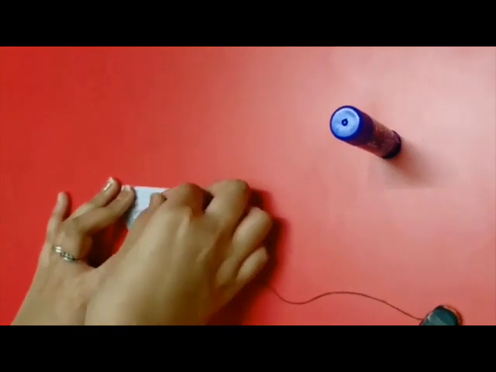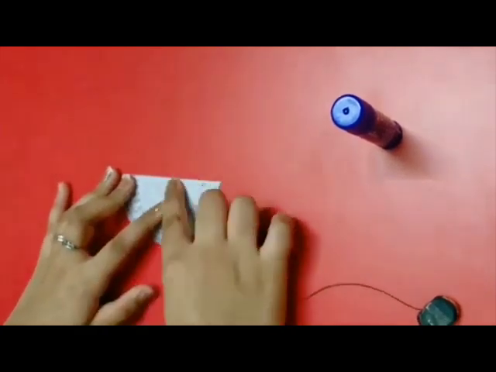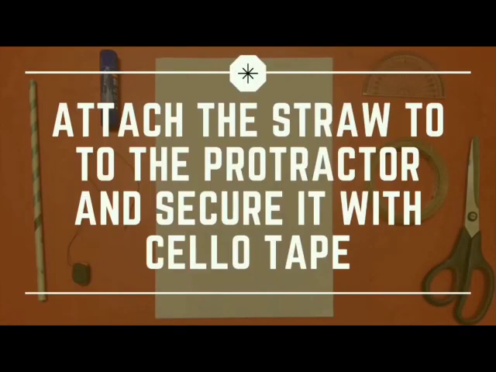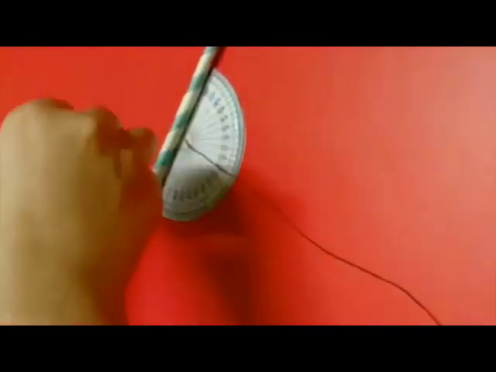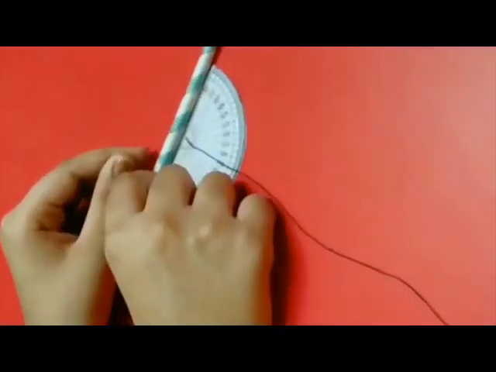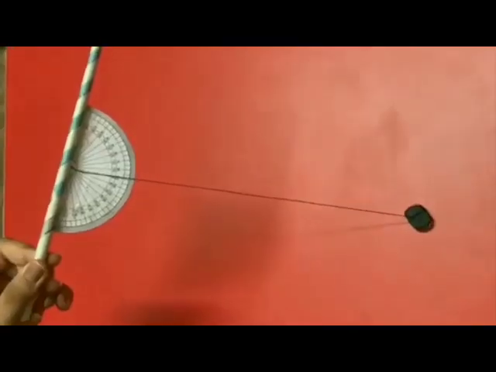Now, take the free end of the string and place it on the center line of the protractor and secure it with sellotape. Now, take the straw and place it on the 180-degree line of the protractor and secure it using sellotape. Now, your clinometer is ready to be used.